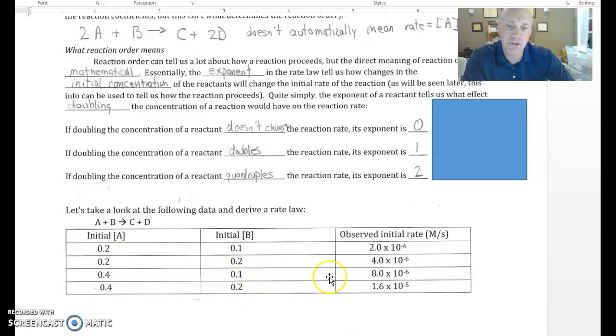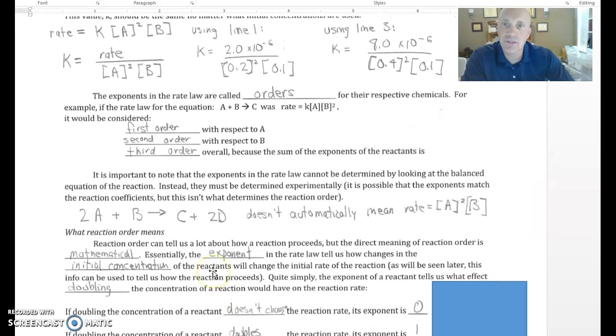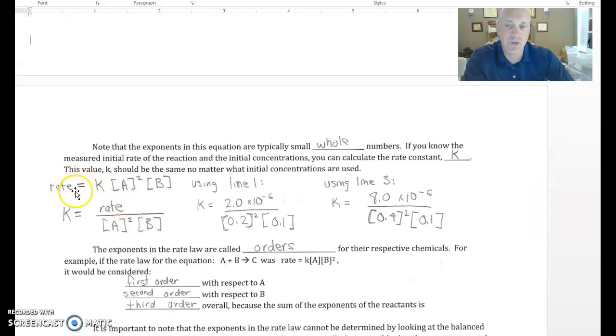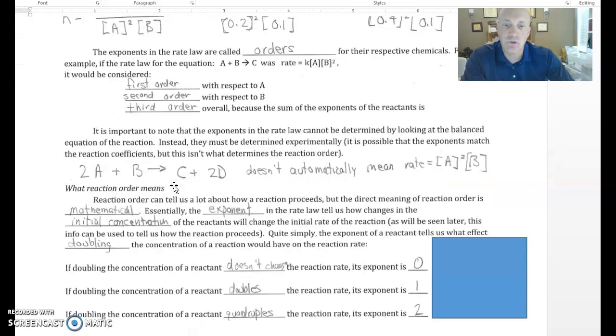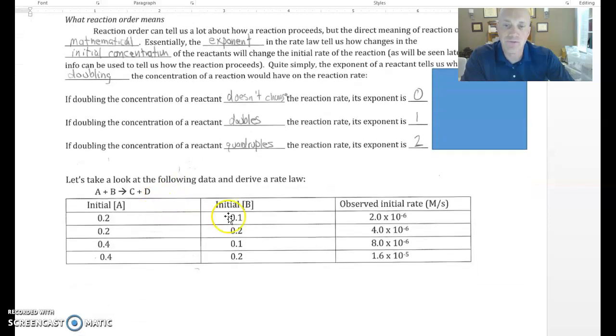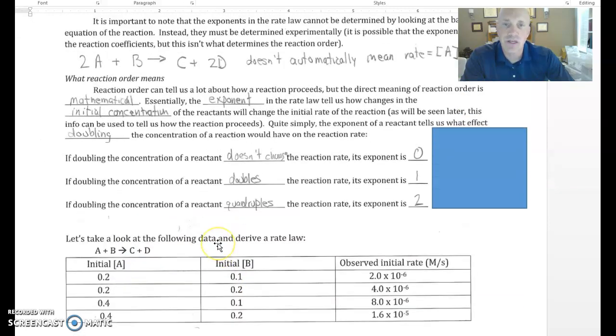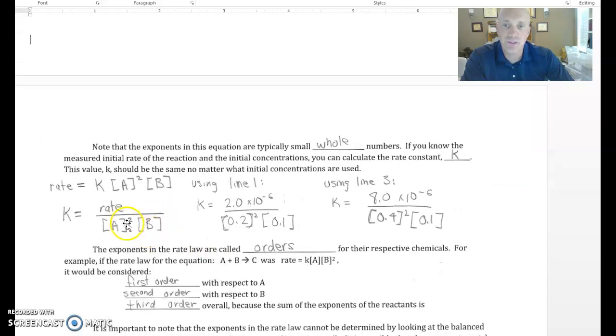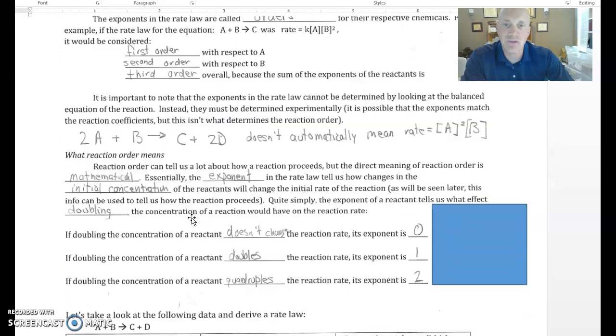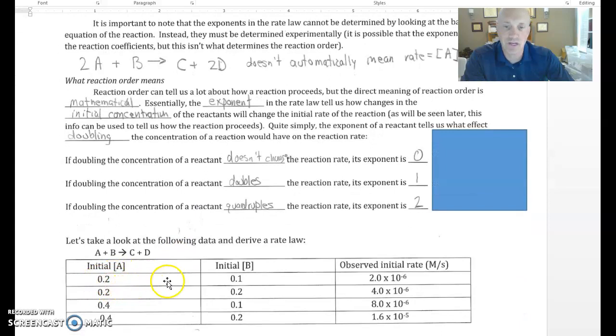But for this particular example right here, I'm going to go ahead and let you know that the rate law was determined to be rate equals K times the concentration of A squared, or raised to the 2, times the concentration of B raised to the 1. Notice that I've got 4 different entries right here. And so once I know what this rate law is, all I have to do is pick one of these entries. Let's say that I pick the first entry right here.